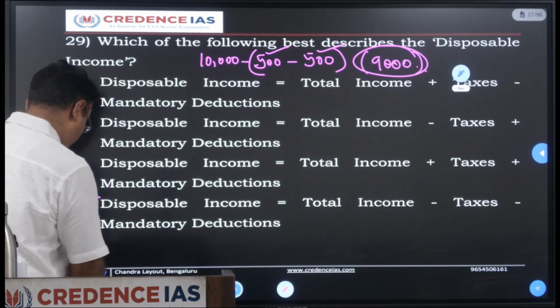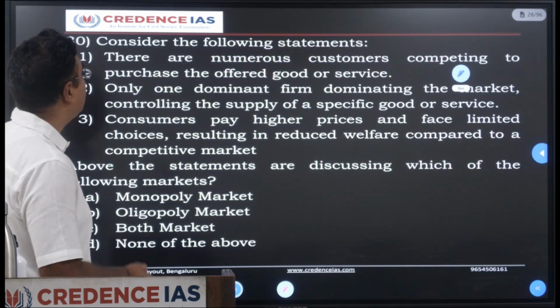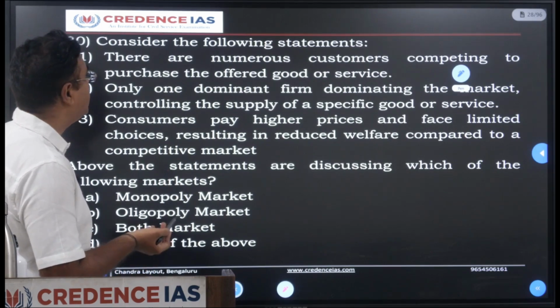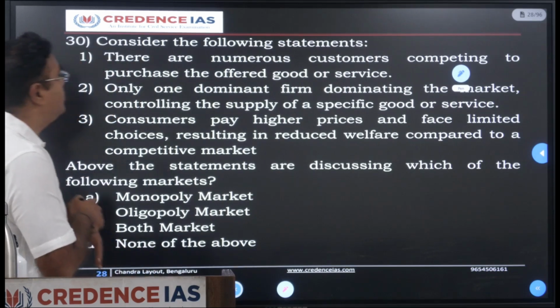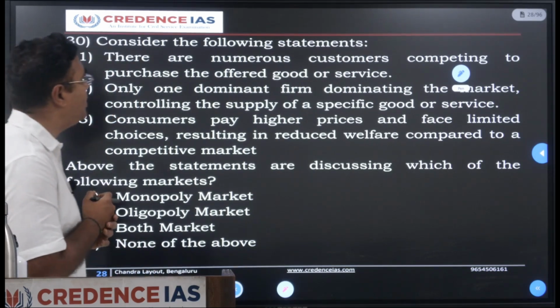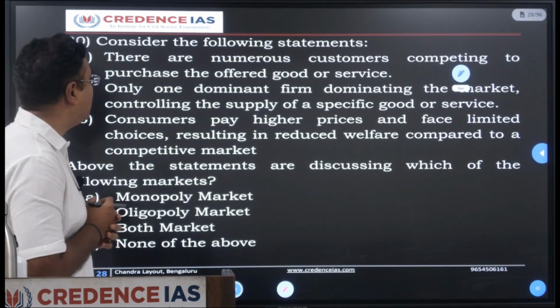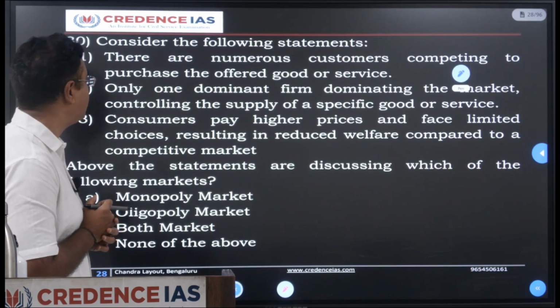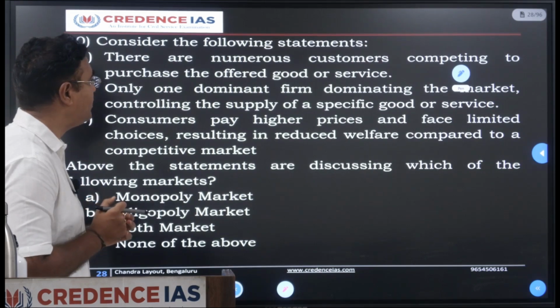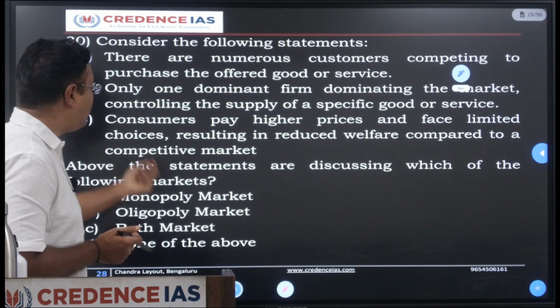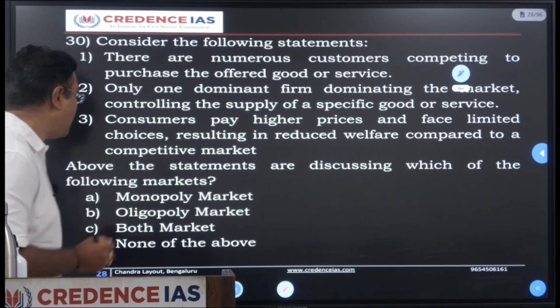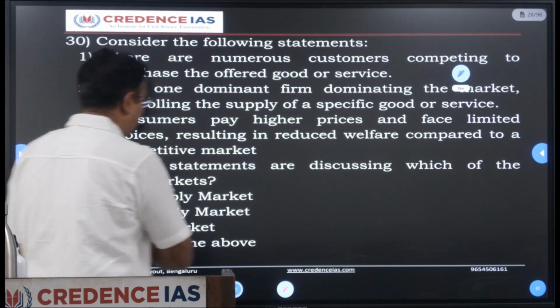Then consider the following statements. There are numerous customers competing to purchase the offered goods or services. Only one firm dominates the market, controlling the supply of a specific good or service. Consumers pay higher prices and face limited choices, resulting in reduced welfare compared to a competitive market. Which of the following markets are the above statements discussing? It's about the monopoly market.